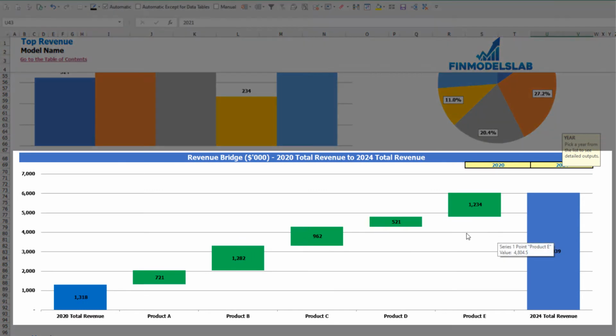On the revenue bridge you may find the main revenue drivers of growth. You may select the first year and you may select the last year, and between these years you will see the waterfall chart, and you may see which are the main drivers of your revenue growth, which specific products grows faster and which specific products grows slower.